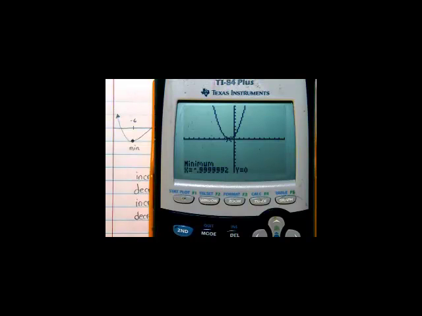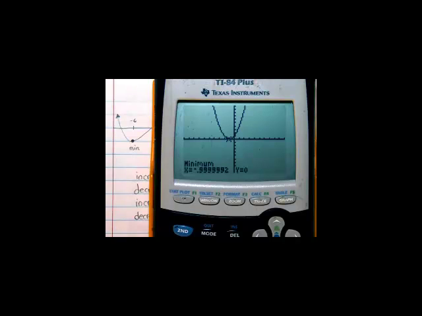Okay. So if I want to know what's the decreasing interval for this, what would be my answer then? Negative infinity to negative 1. Remember, we're just doing the x value. Good. And what's the increasing interval? Negative 1 to infinity. Okay?